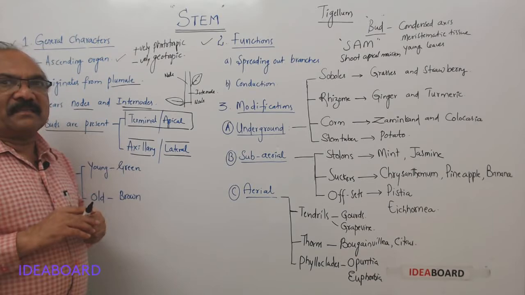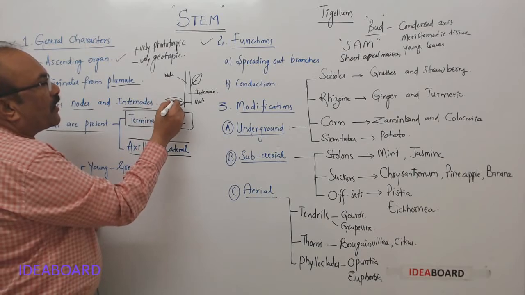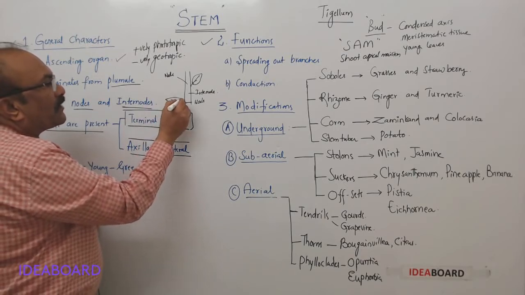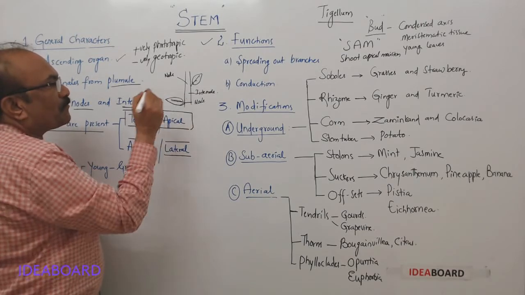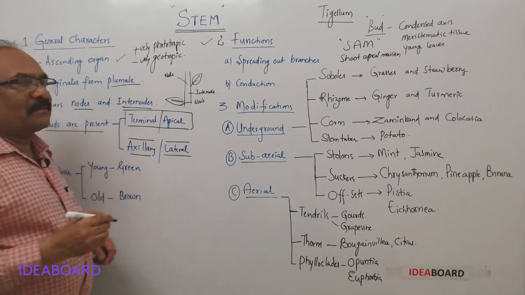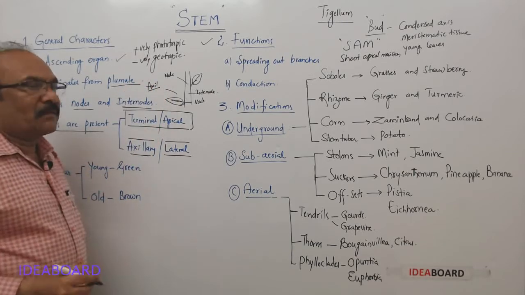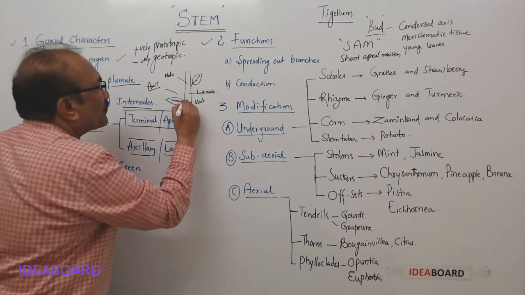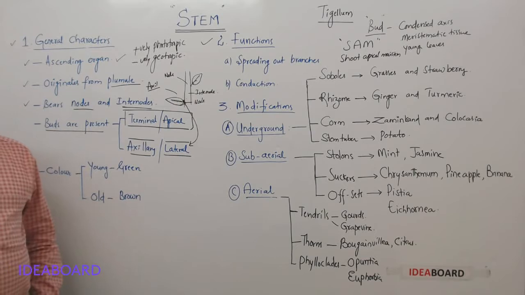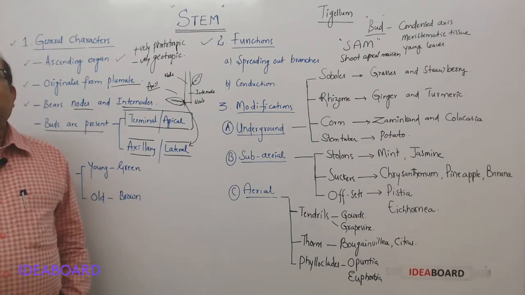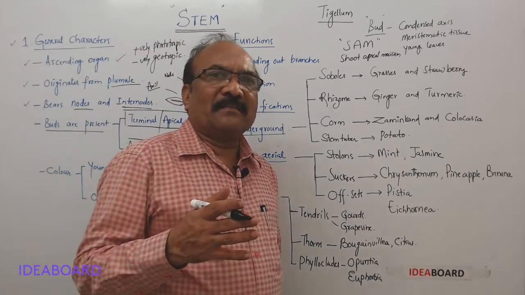And now, what is this axillary bud? Remember, this is the leaf, and this is the upper surface of the leaf, and here there is an angle. This upper angle between the leaf and the stem is called the axil, and the bud that is present in the axil of the leaf is called the axillary bud. I hope you're understanding. Every leaf will have an axil, and in every axil you will find an axillary bud.